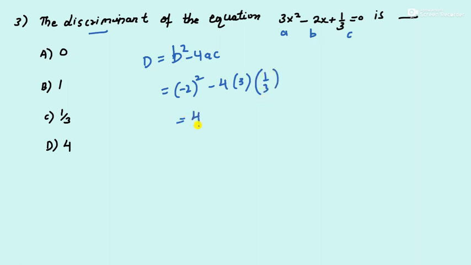So here this is 4. Now this 3 and this 3 get cancelled, and this is also 4. So 4 minus 4 is 0. So discriminant is what? 0. So can you tell me what will be the roots, nature of roots?